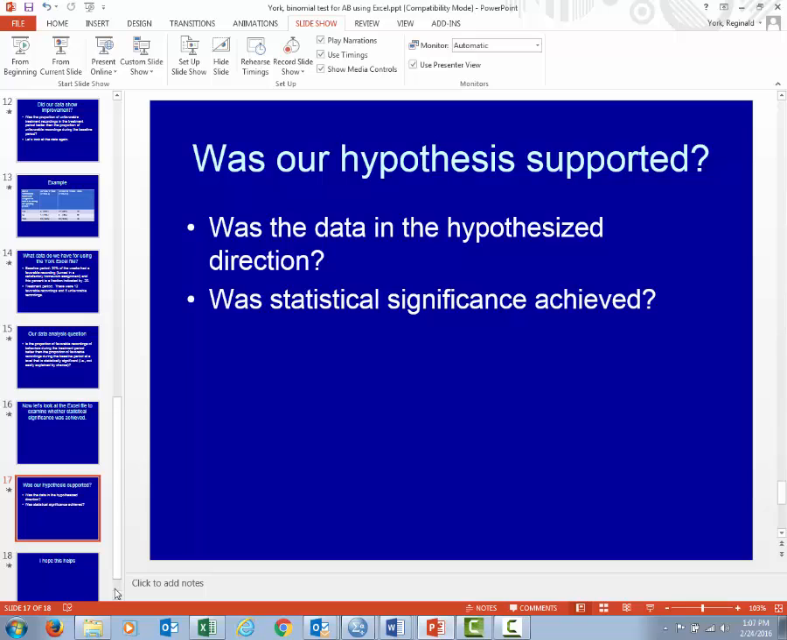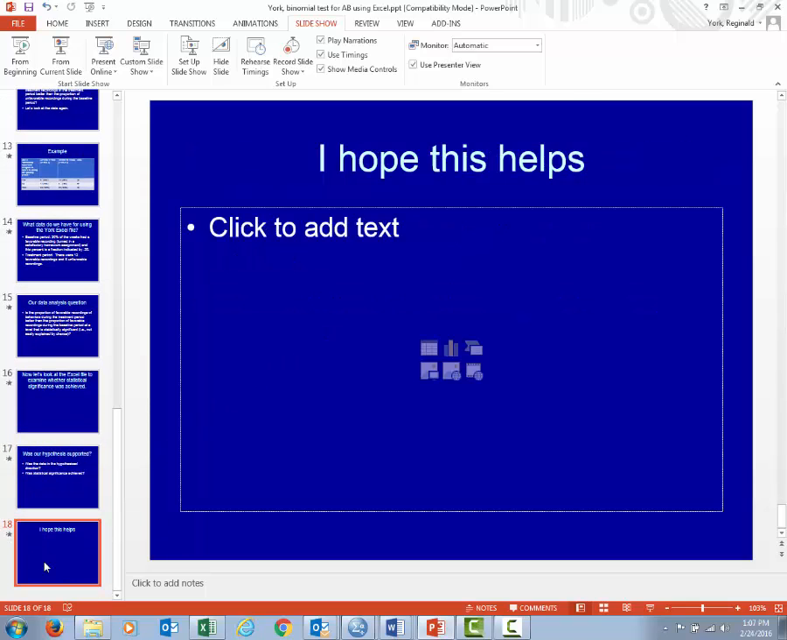So, review quickly. Was our hypothesis supported by the data? First of all, was the data in the hypothesized direction? Do you recall? The answer there is yes. Was statistical significance achieved? The answer there is also yes, because the p-value was less than 0.05. I hope you understand this and it helps you in the future. Good luck.